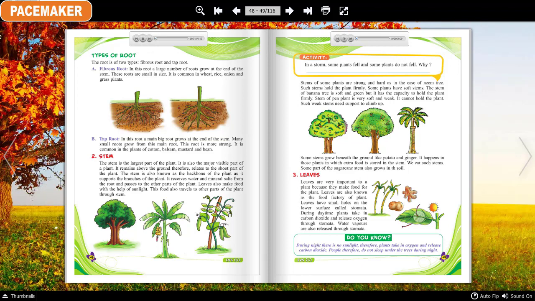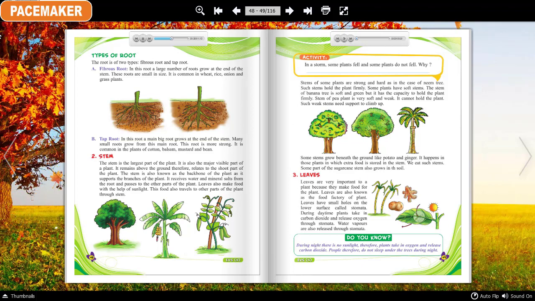Types of root. The root is of two types, fibrous root and taproot. A. Fibrous root. In this root, a large number of roots grow at the end of the stem. These roots are small in size. It is common in wheat, rice, onion and grass plants. B. Taproot. In this root, a main big root grows at the end of the stem. Many small roots grow from this main root. This root is stronger. It is common in the plants of cotton, balsam, mustard and bean.